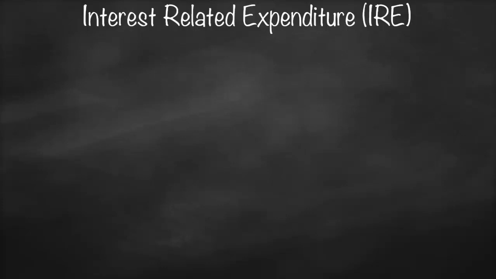Interest-related expenditure, IRE, refers to the relationship between real interest rate and three economic variables from our aggregate expenditure formula. So, what will happen if real interest rate goes up? It would result in lower consumption, because with a higher real interest rate, people will prefer to save more, consequently they will consume less. It will also result in lower investment.